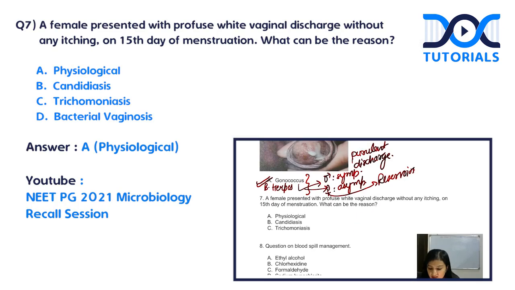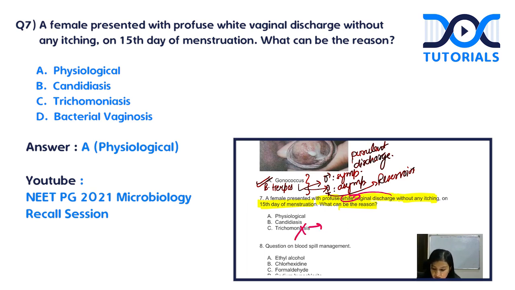A female presented with profuse white vaginal discharge without any itching on the 15th day of menstruation. What can be the reason? Physiological, candidiasis, trichomoniasis. Now the color is white, so automatically it rules out trichomoniasis, which is characterized by a greenish discharge.